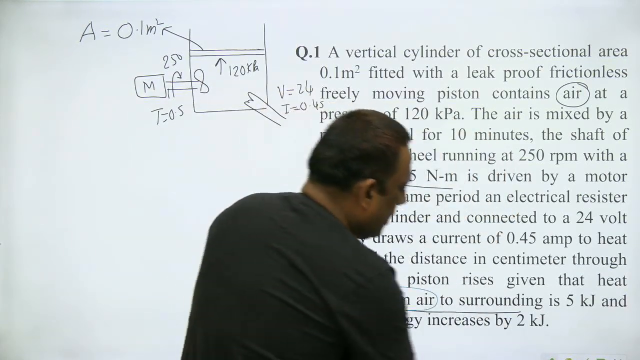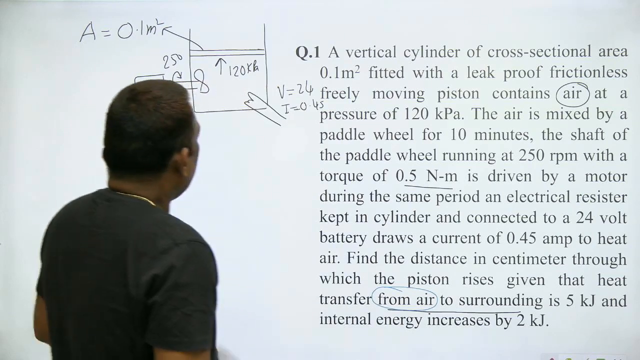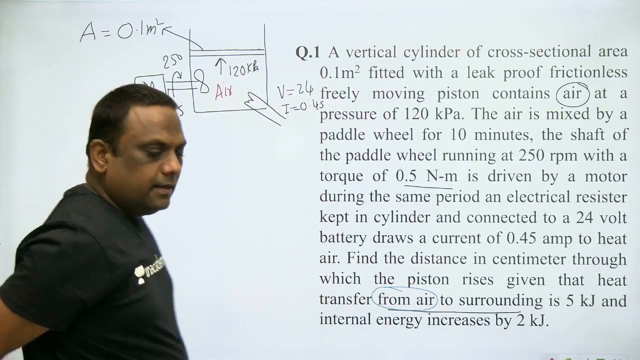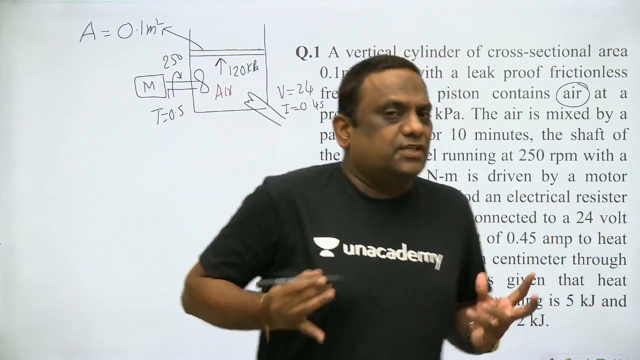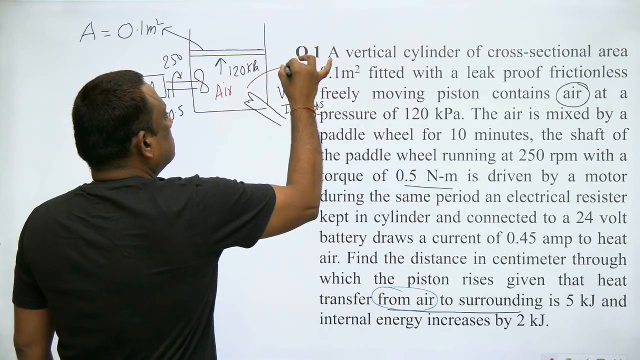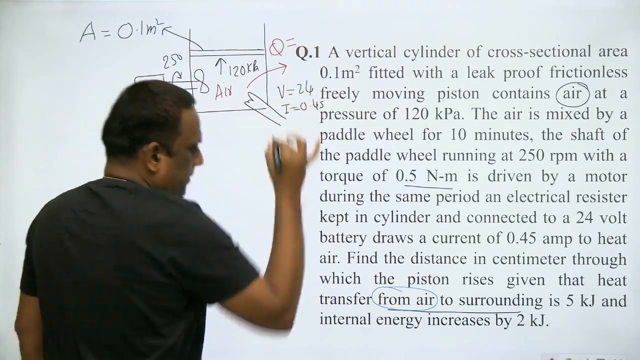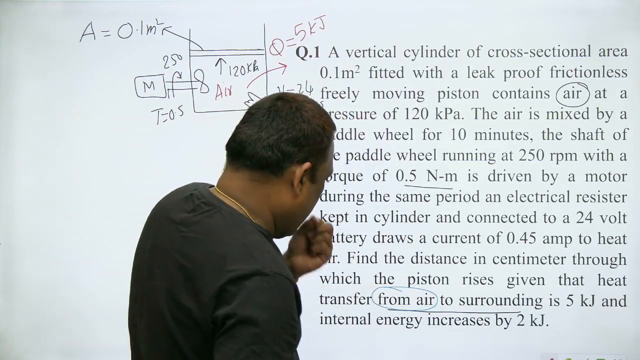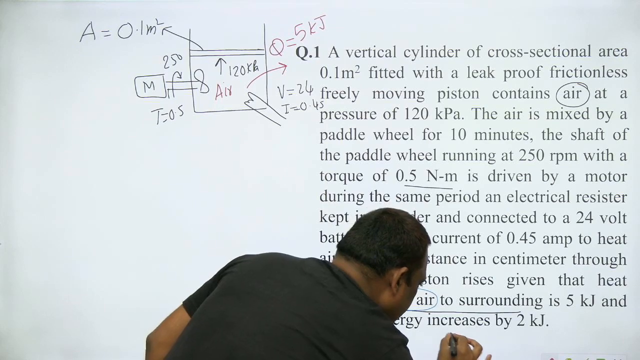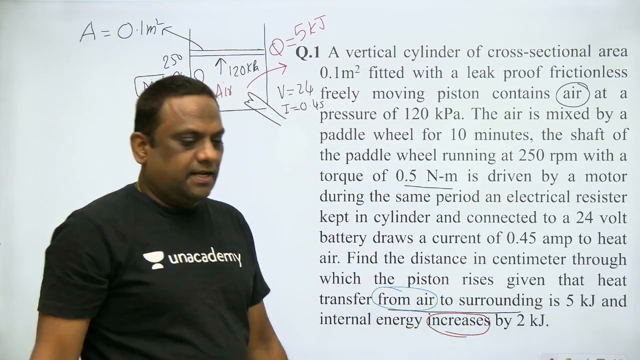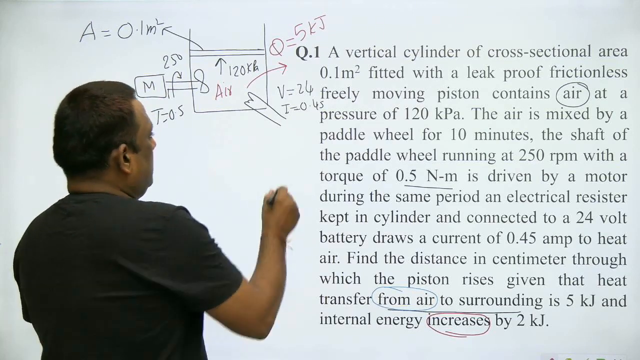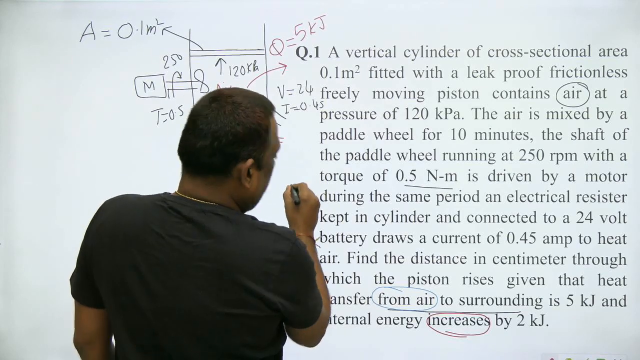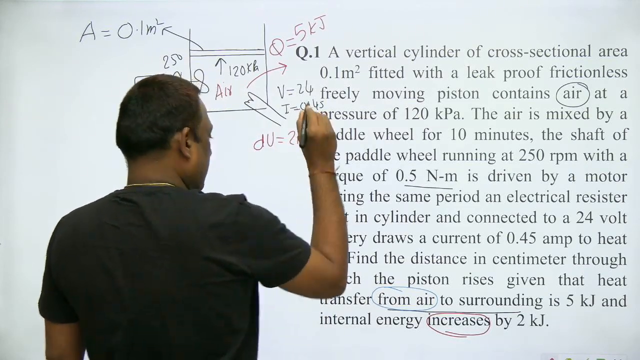Chalo, koi baat nahi. Now, understand carefully. Heat is transferred. Let this be air. And heat kahan se transfer hua? From air. How much heat is transferred, my dear students? 5 kilojoule. Excellent. And the internal energy increases. The change in internal energy is an increase of 2 kilojoule. Okay, no problem at all.